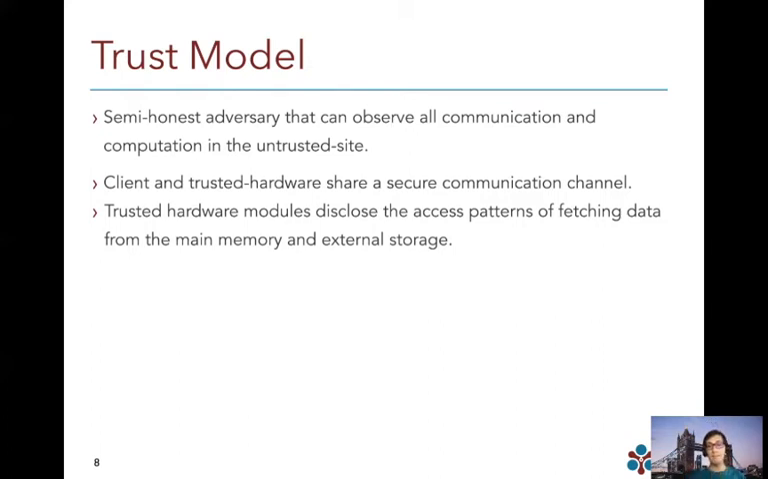And now the next question is, given this problem setting and trust model, how do you actually design a cryptographically protected database system that can simultaneously hide the access patterns of queries on the database system, leverage trusted hardware, and provide efficient queries over the data?